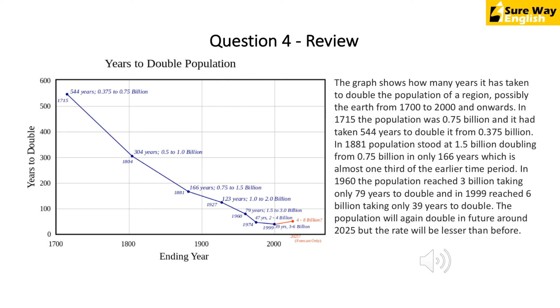Now, since there's a part of the graph which is in red, that means there's significant information, because it shows a variation that after falling, the rate will decrease, and it will take a larger number of years to double compared to what it has been in the past. So that was the last point, that the population will again double in future around 2025, but the rate will be lesser than before. Okay.